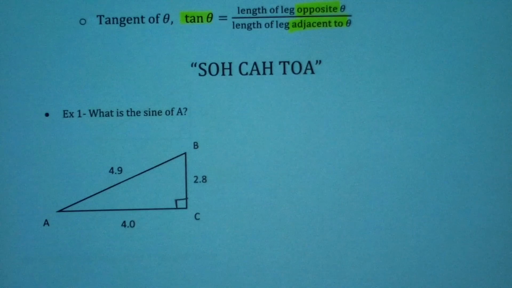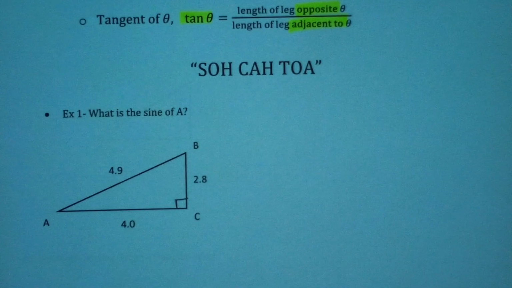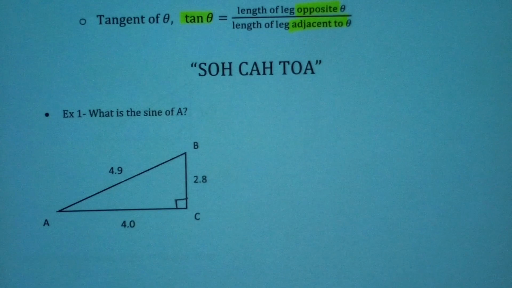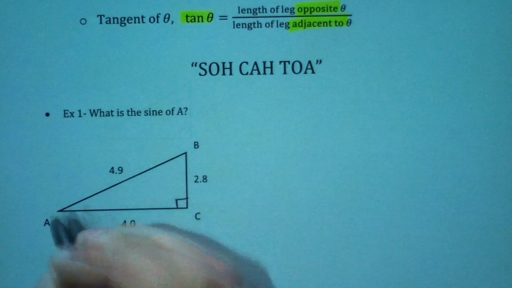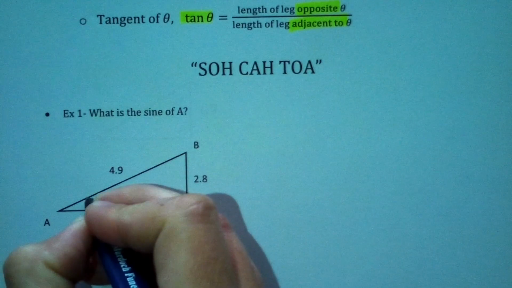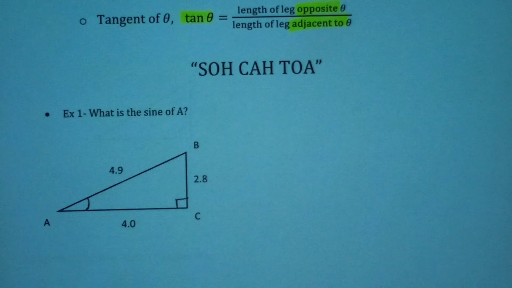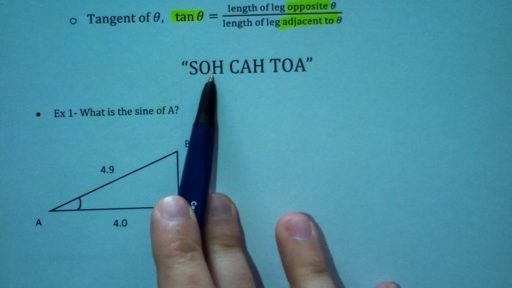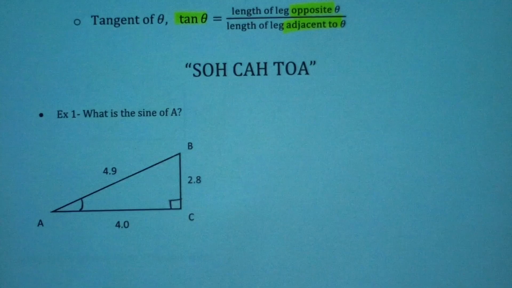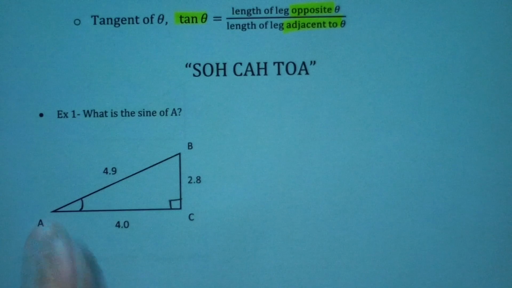If I want to find the sine of something, I'm thinking about my SOHCAHTOA. Sine stands for opposite over hypotenuse. So what I need to establish, based on this angle, is which number is the opposite and which is the hypotenuse. My sine of A is going to be equal to opposite over hypotenuse. Let's start with the hypotenuse because usually that's the easiest one. Which number there is the hypotenuse? The 4.9. So for sine of A, the bottom would be 4.9 because that's our hypotenuse.